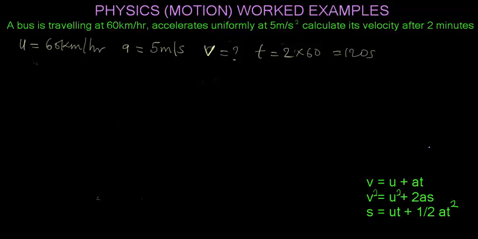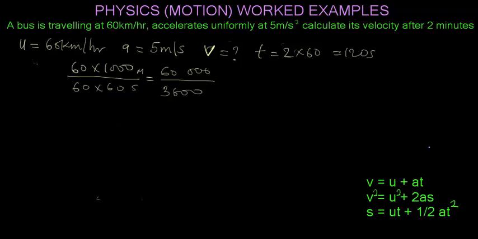So we use the shortcut method. We use 60 kilometer per hour. So what we do is we multiply 60 by 1000 and we divide it by 60 times 60, which is 3600. So we say 60 times 1000 over 60 times 60 seconds. So if we do this, we have 60 times 1000 is 60,000 over 60 times 60 is 3600.